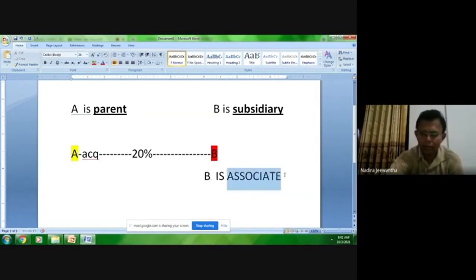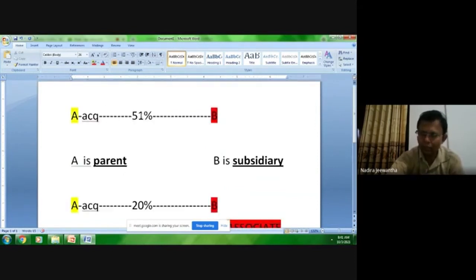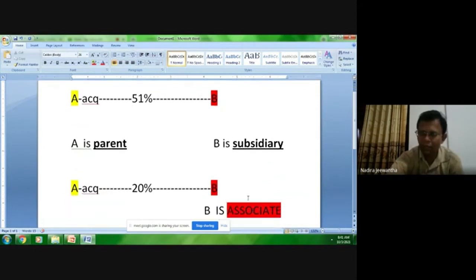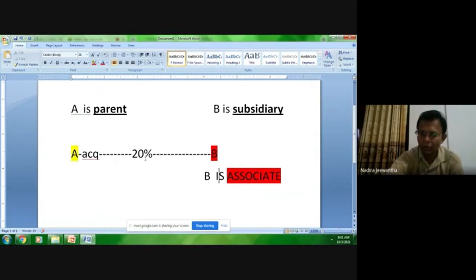B is an associate company. A acquires 20% or more, but less than 51%. If A acquires 51%, it becomes a subsidiary. That is the parent-subsidiary relationship. If A acquires a minimum of 20% and a maximum of 51%, it is an associate. If it acquires 51%, it becomes a subsidiary.